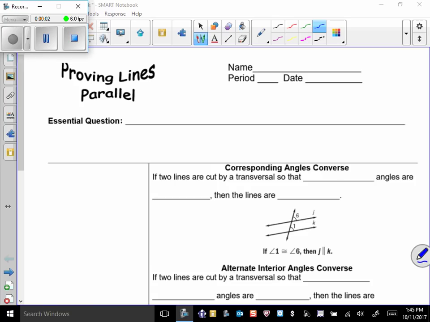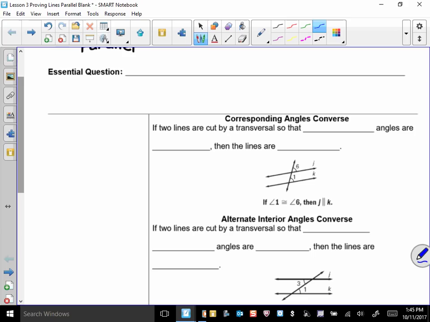In today's lesson, we're going to learn some new proofs that will enable us to prove that lines are parallel. And these theorems will actually be the converses of the corresponding angles postulate and the other theorems that we learned in the last lesson.